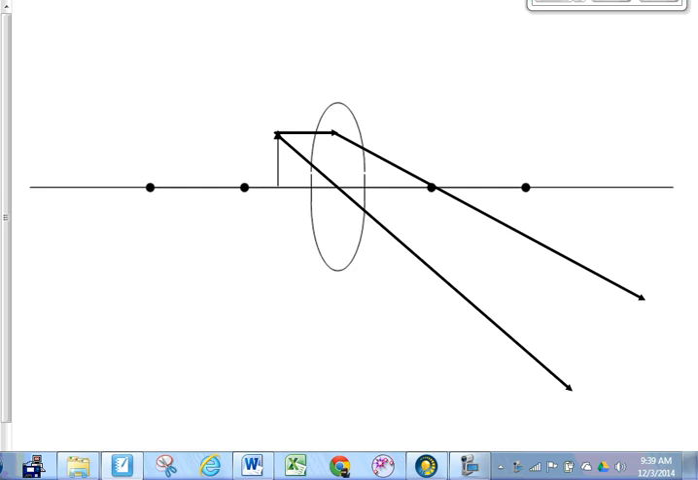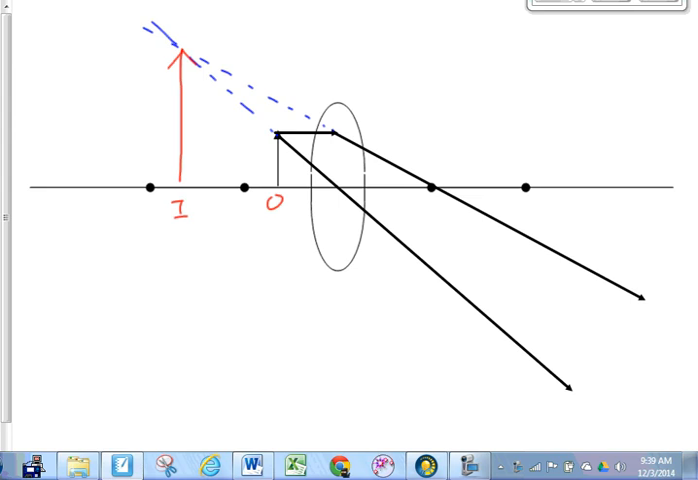So how do I draw these intersecting if they're not intersecting right now? What am I going to do to it? Let's extend them backwards. Let's extend the refracted ray, the bent ray. Whoops, look at that. They intersect back there. There's my image. Characteristics of this one.